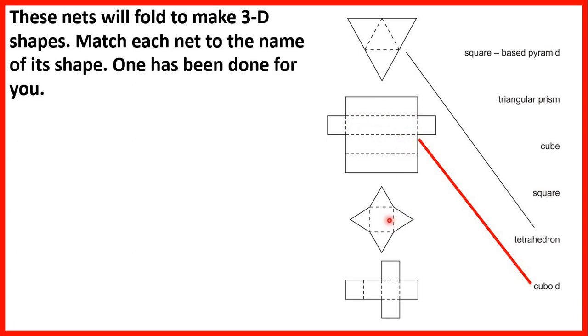Now this shape here will fold to make a square-based pyramid, because we've got the square that's the base, and then the sides will fold up, so the points will join in the middle. And here we have a cube. It's like a cuboid, but all of the faces are square.